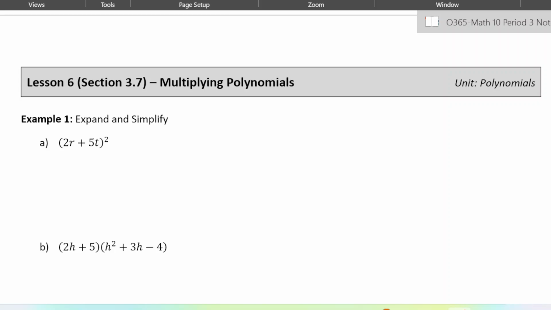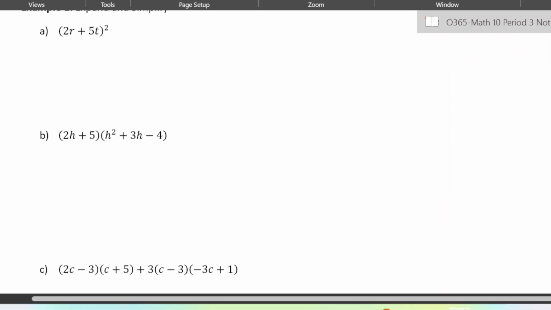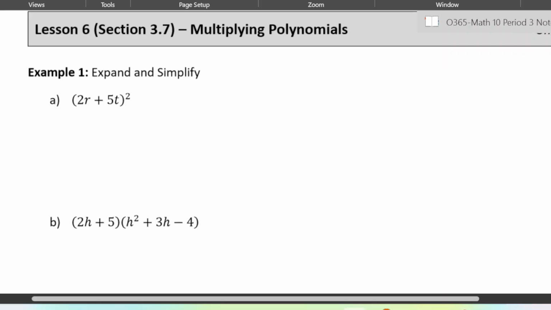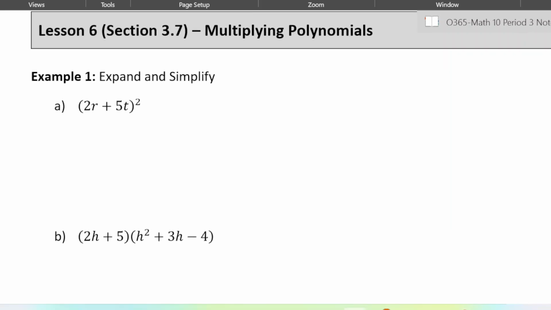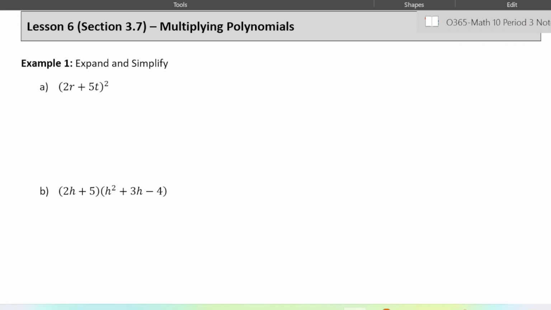Okay, so we're just going to do a few examples together, 4 examples, and that'll be the end of the lesson. We're going to solve all of these multiplying polynomials using the FOIL method, not the box method. And I'll try and use color as much as possible to make things nice and clear for you.